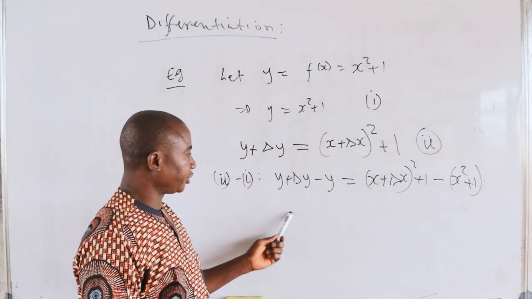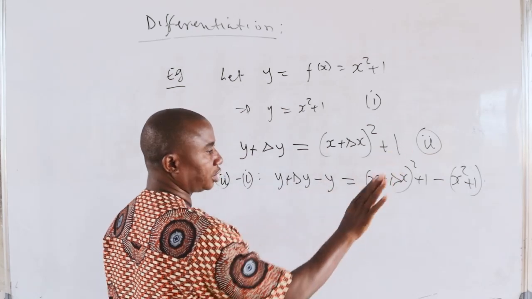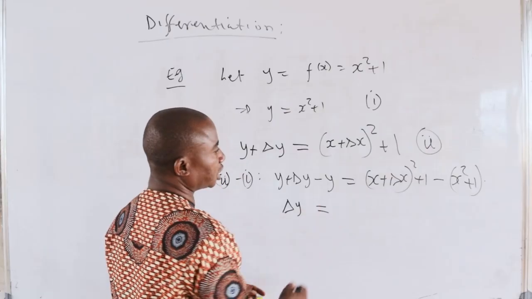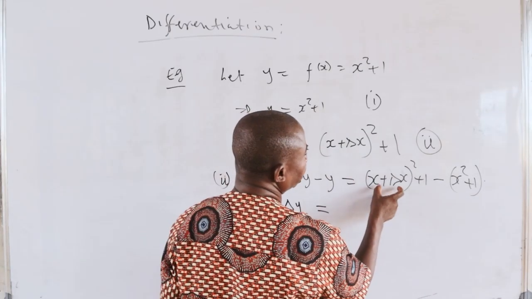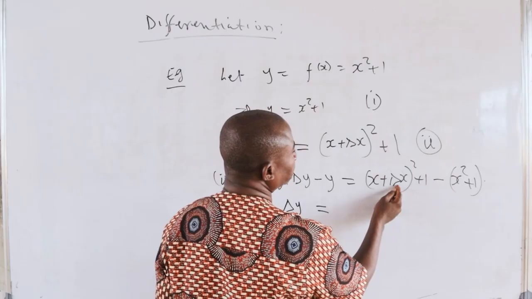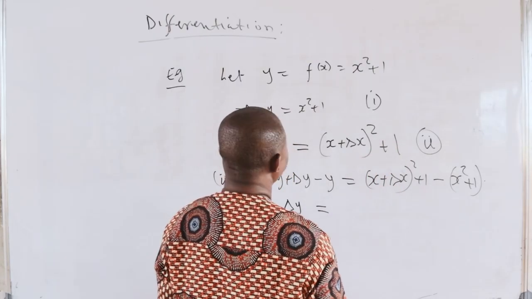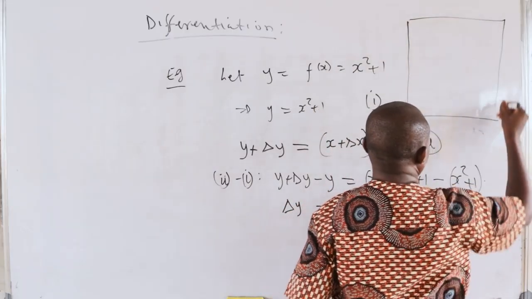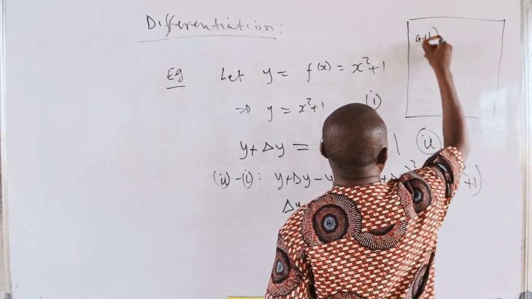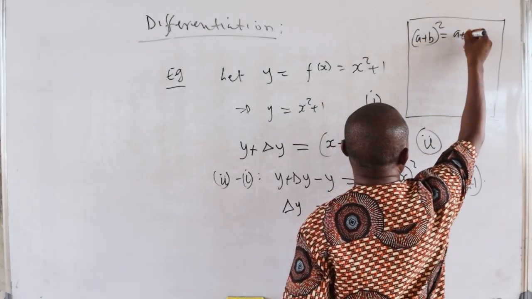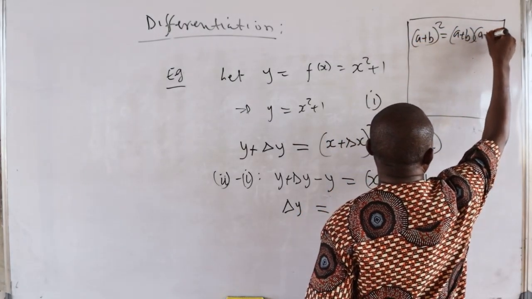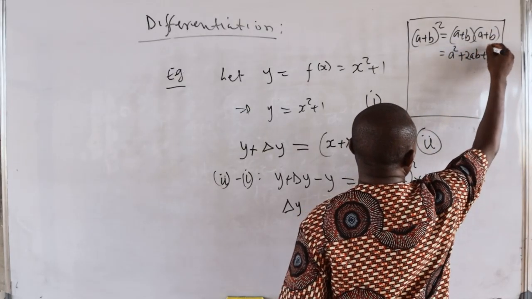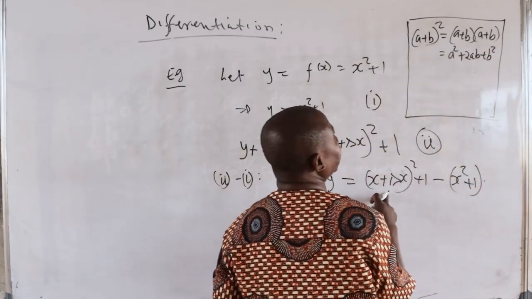If we consider what we have on the left-hand side, y minus y is 0. We are left with change in y. So on the left-hand side, I have change in y is equal to, on the right-hand side, I need to expand x plus change in x all squared. Recall that a plus b raised to power 2 is a plus b multiplied by a plus b, which is nothing but a squared plus 2ab plus b squared. So we're going to apply that here.